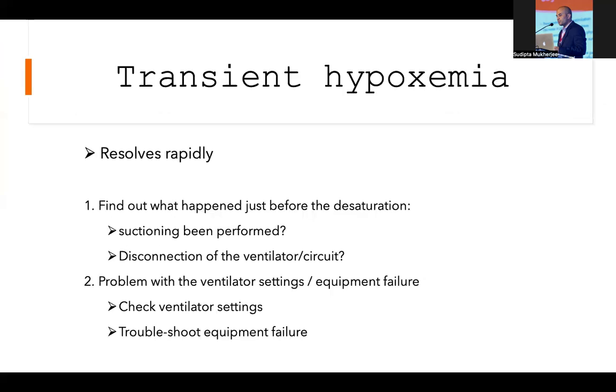But mostly these hypoxic episodes are transient and they resolve very rapidly. In that situation, if you're not able to identify any definitive immediate cause and the patient recovers very fast, you have to look for some simple intervention that can cause sudden desaturation. Like whether an immediate suction has been done, followed by inadequate oxygenation, whether the patient's ventilatory circuit got disconnected unintentionally, whether there's any problem with the ventilatory setting or equipment failure. Further, you have to check the ventilator setting immediately and do troubleshooting as I already discussed.